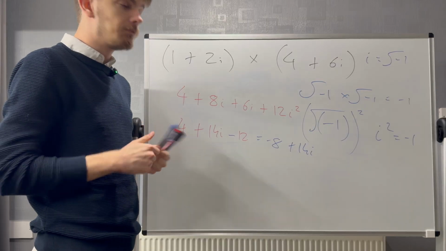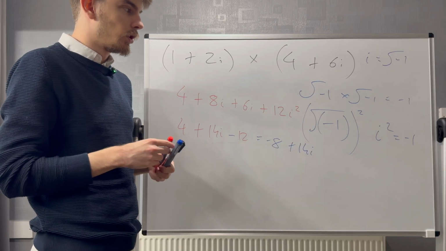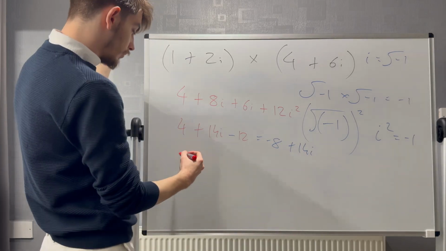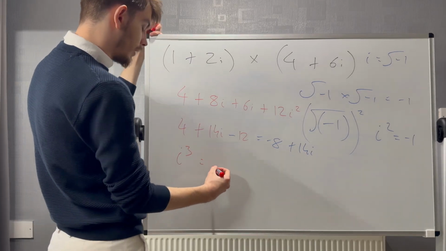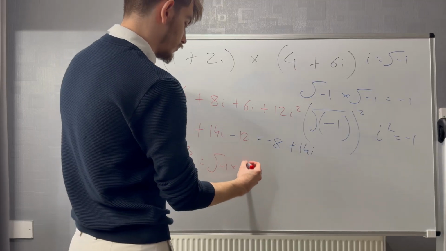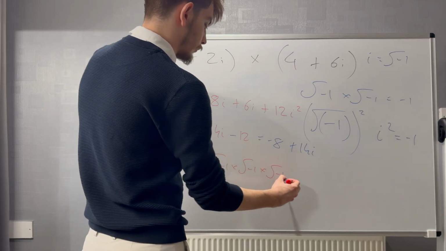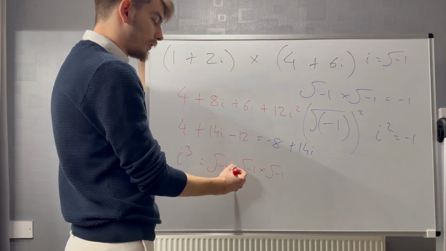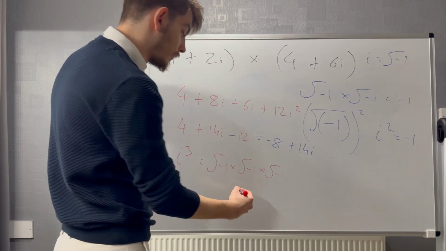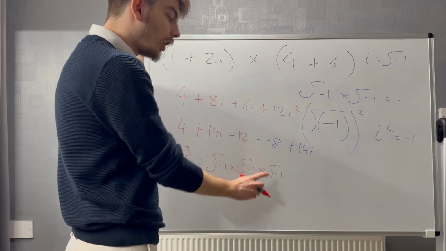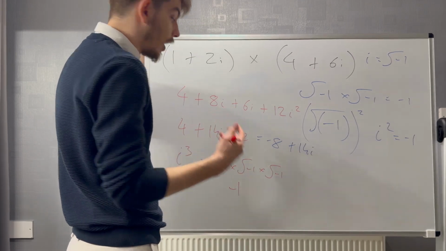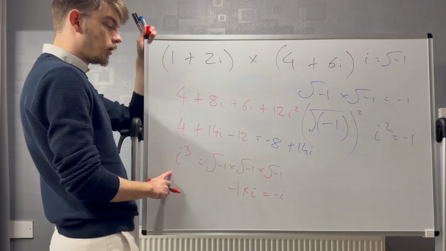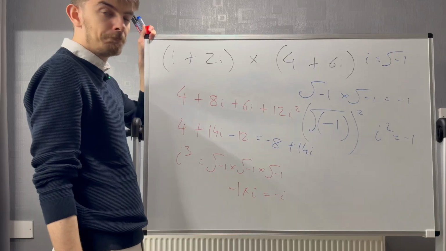We can keep going with this. We could also say i cubed. Well, i cubed, if that ever came up, is root minus 1 times root minus 1 times root minus 1. Well, root minus 1 times root minus 1 is root minus 1 squared, which is minus 1, times root minus 1, well, that's i, so I have minus i. i cubed is minus i.